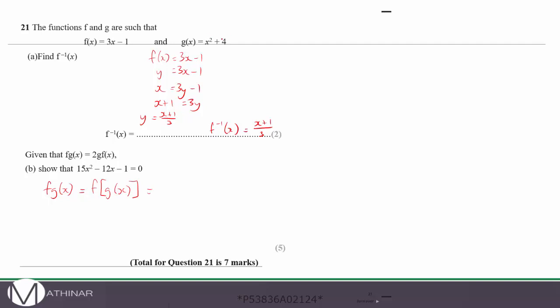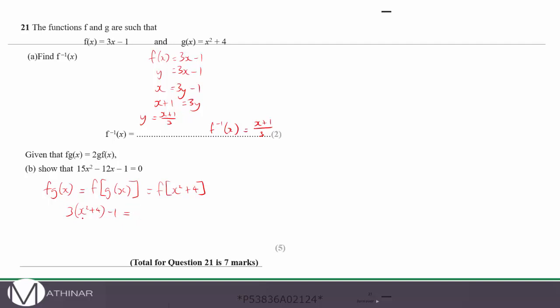Well, g of x can simply be replaced by x squared plus 4. So this now becomes f of x squared plus 4. Now we need to apply function f to the input of x squared plus 4. Let's remind ourselves, what does function f do to the input? It multiplies it by 3 and then subtracts 1. So our input here is x squared plus 4. So we're going to multiply x squared plus 4 times 3, and then we're going to take away 1.